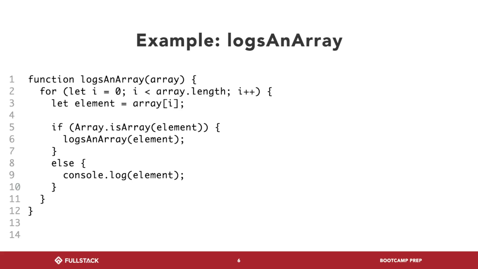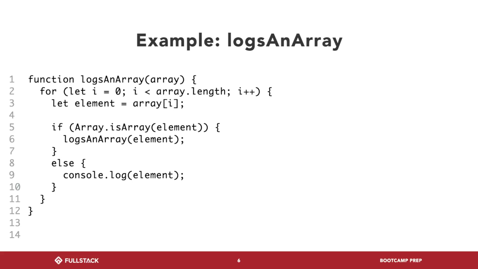So if I was to pass in an array with no nesting, it would go through the for loop once. This would never be true, and I would just print everything out, and my function runs once, and it does its job. If I had 1 level of nesting in the array, it would go through.